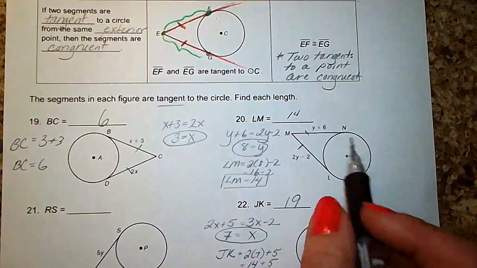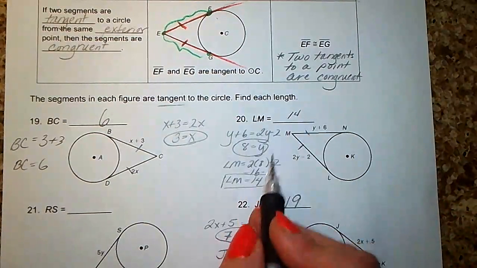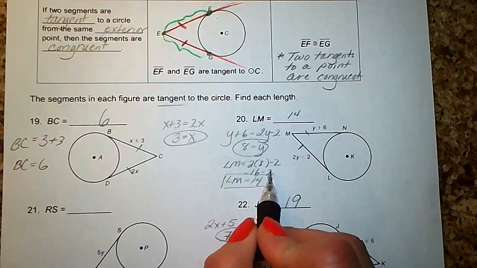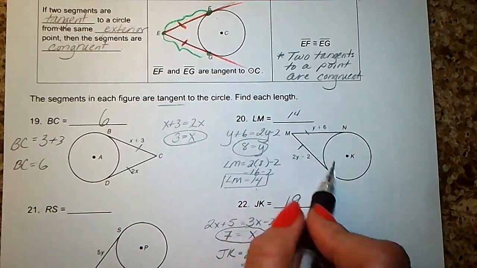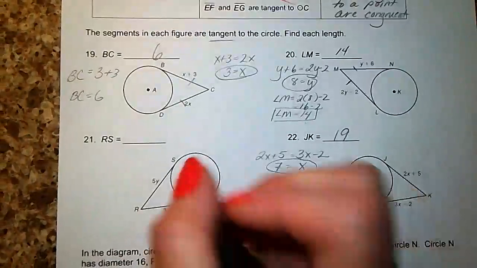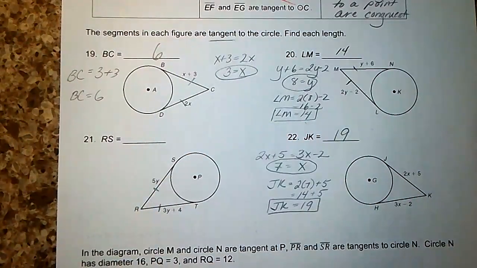Now it said to find LM. So for LM, we have to plug it in. 2 times the 8 minus 2. So that's 16 minus 2. That's 14. So the length of LM works out to be 14 there. All right, let's do another one. Again, same idea. Two tangents that meet at a point are congruent.